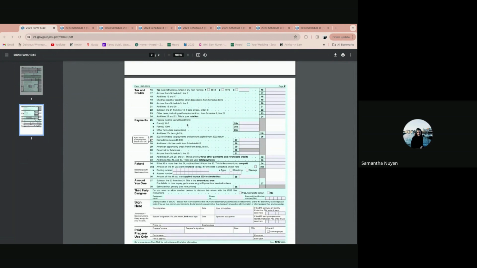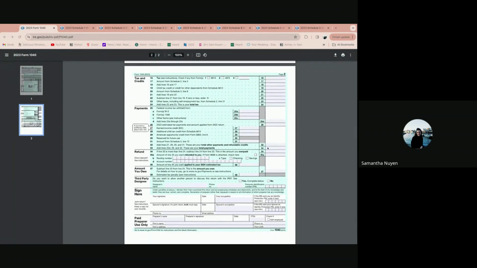In this section right here, we have any payments withheld. So if you had federal income tax withheld from a W-2, it'd be on line 25A, from 1099, 25B. And then in line 26, this would be all the estimated tax payments paid in 2023. So at the bottom, we would have total tax payments made.